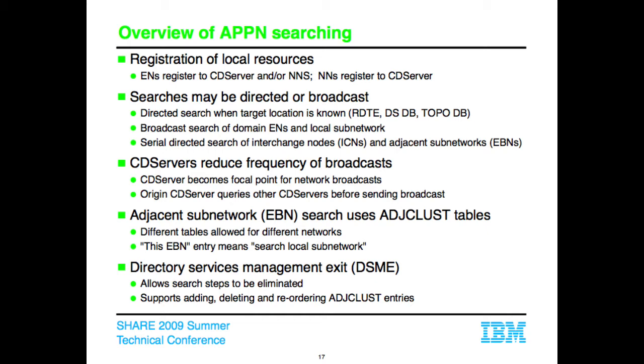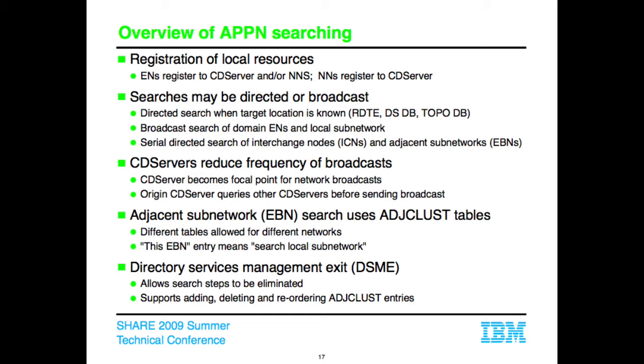If you have central directory servers in the network, you can also get the network nodes to register resources all the way up to the central directory server, right? In an APPN network, if we're searching for a resource, there are two different kinds. We talked about a directed search and a broadcast search. The directed search is targeted to one specific node, which may be adjacent or may not be adjacent. It could be across the network from here, right?